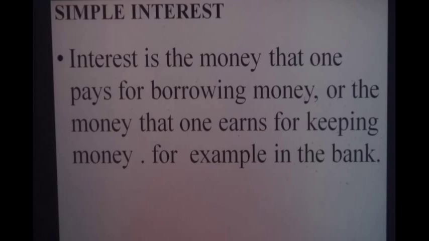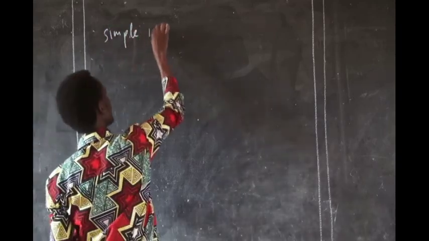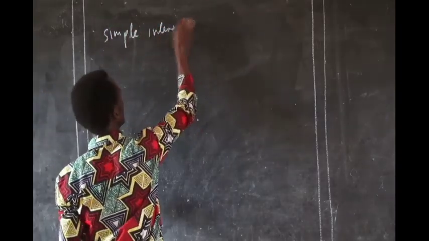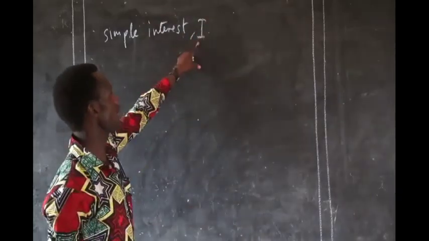Now let us see how we can calculate the interest according to the banking expression. It's not about commerce, but about knowing how we can get the profit or the interest from the money that we keep in the bank. Now let us talk about the examples. The simple interest, we just call it simple interest. It is represented by the letter I.